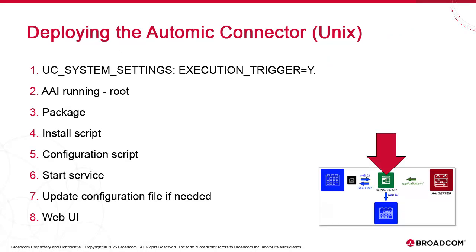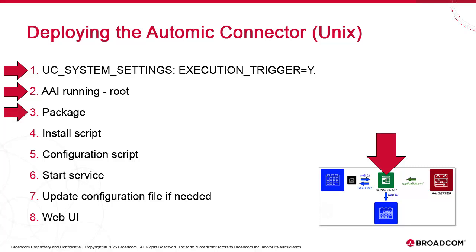This is the procedure. Before deploying the Automic connector framework, we have to make one change in client 0 of Automic automation. We enable the UC_system settings execution trigger variable, which may be enabled by default. Next, make sure AAI is running. We install the connector as root.